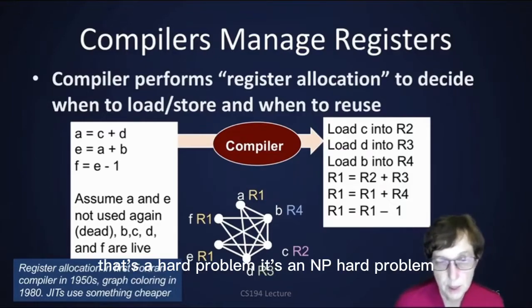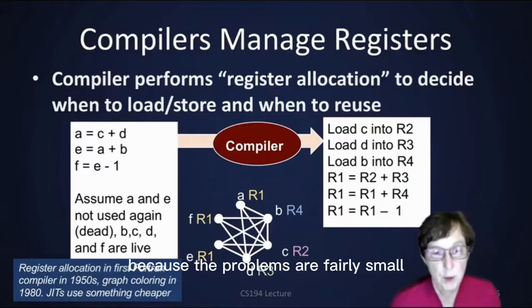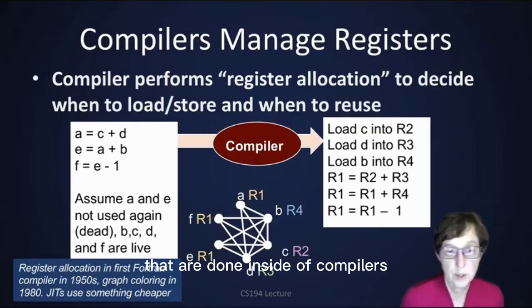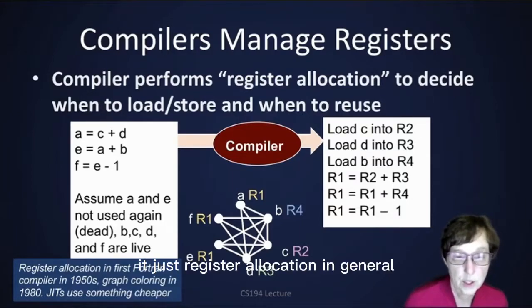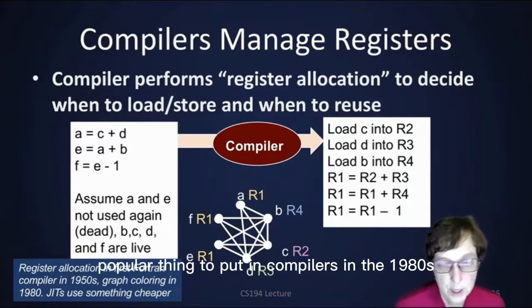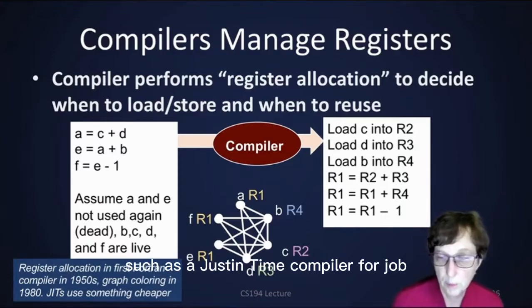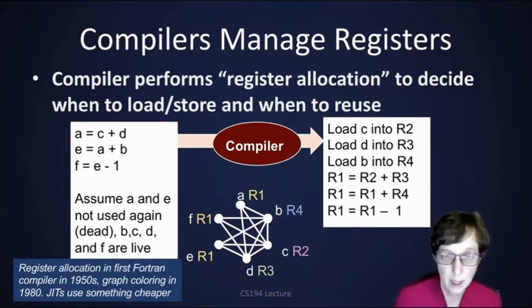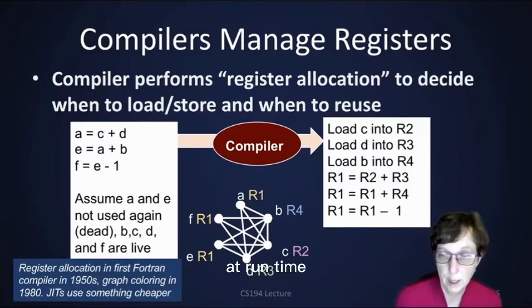That's a hard problem. It's an NP-hard problem, but there are heuristic versions of this, or even exact versions of it because the problems are fairly small, that are done inside of compilers. It was first done back in the 1950s, register allocation in general. Graph coloring then became a popular thing to put in compilers in the 1980s. I think some of the more modern compilers, such as a just-in-time compiler for Java, might use a cheaper approach because it is being run at runtime.